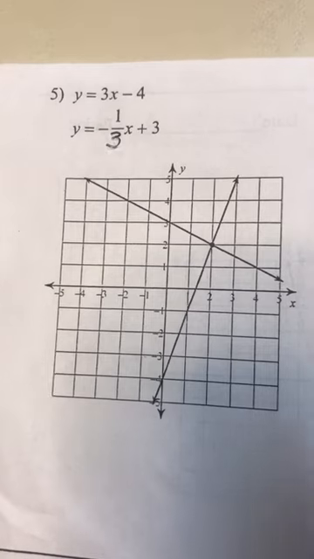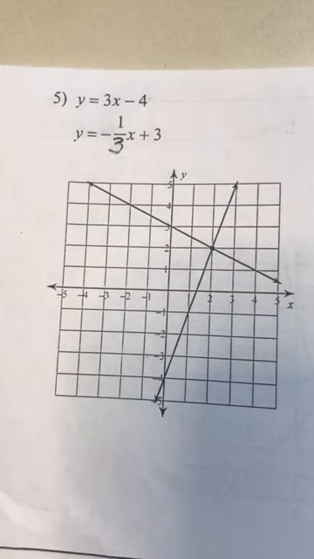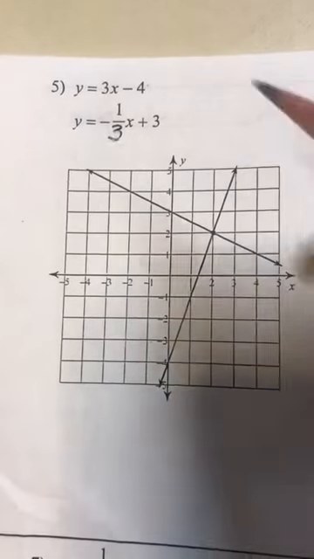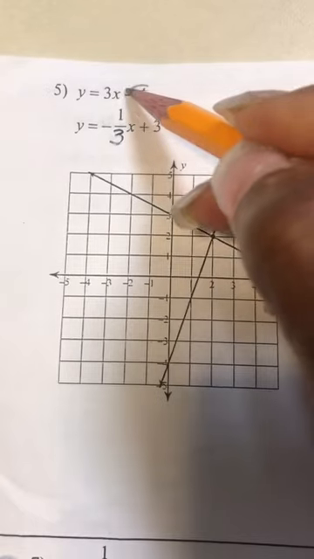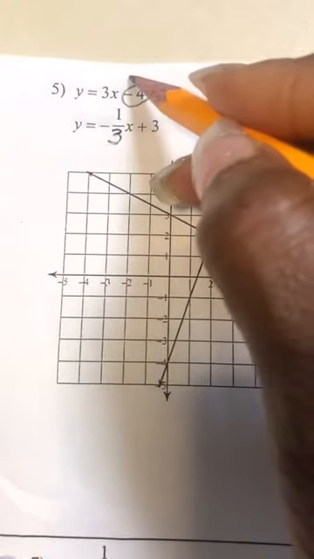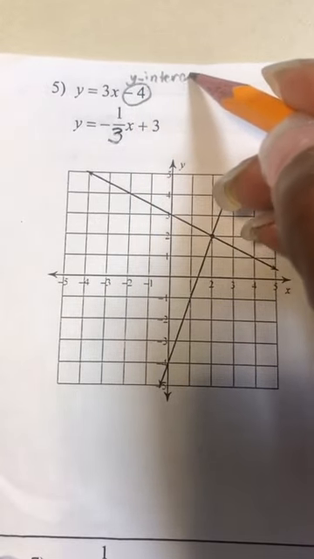The first thing that I need you to do is write these two equations at the top of your paper. You're going to circle this last number. That is the first step. This last number is always your y-intercept. Please write this at the top of your paper.